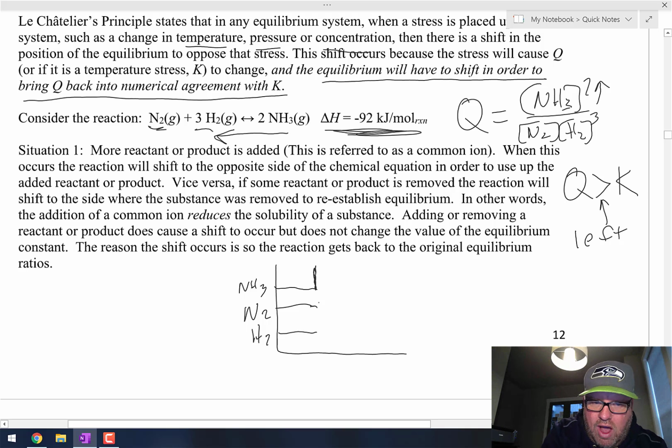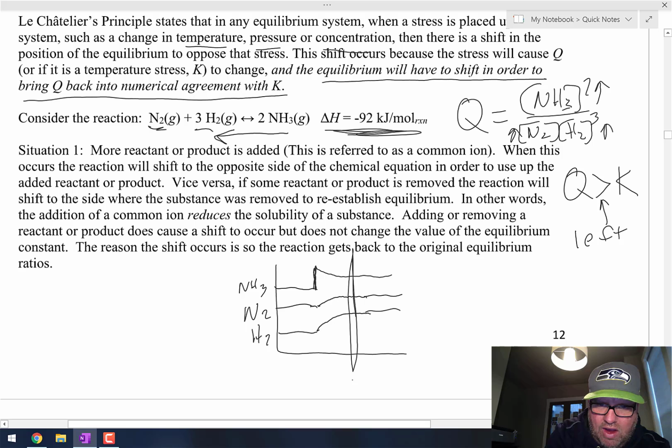So when it shifts to the left, it's going to go this way, which means these are both going to go up. The amount of N2 is going to increase, and H2 is also going to increase until you reestablish equilibrium. So these both are going to go up, up, and up. And NH3, because it's shifting to the left, we've added a bunch of NH3, now the amount of NH3, as it starts to reestablish equilibrium, is going to go back down a little bit. And now at this point, right there or so, we've reestablished equilibrium.